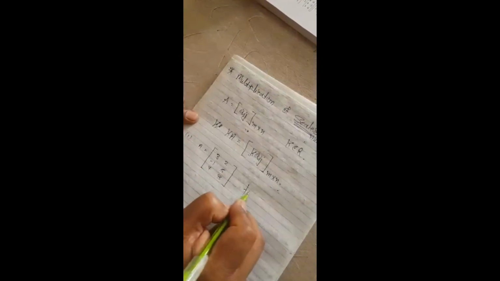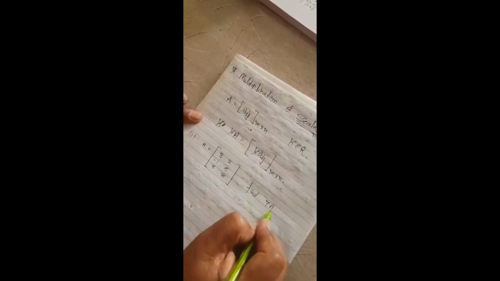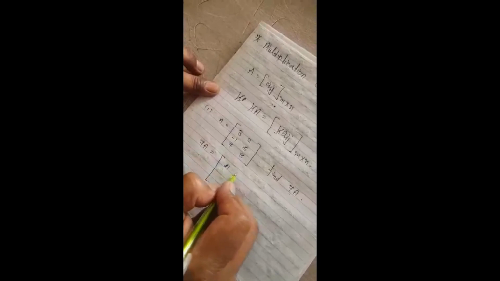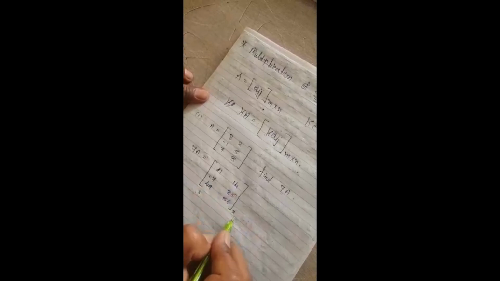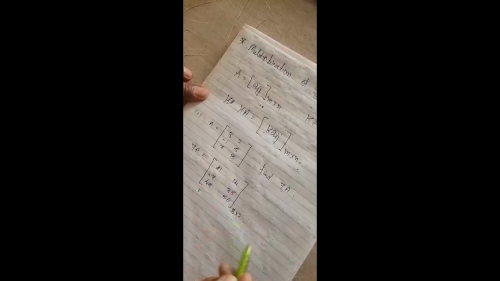Suppose we have to find out 7A. This 7 we have to multiply to each and every component of this matrix. So 7A will be what? 7 3s are 21, 7 2s are 14, minus 7, 7 5s are 35, 49 and 56. The outcome will be the same, a 3 by 2 matrix. Its order remains as it is.